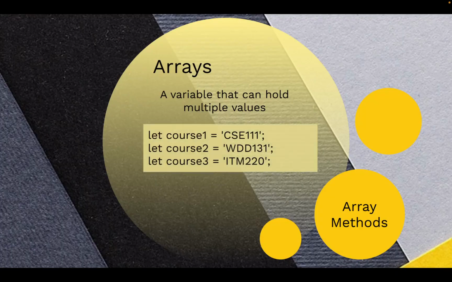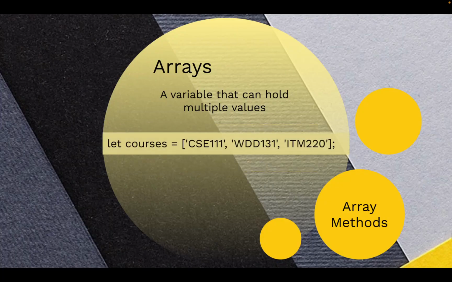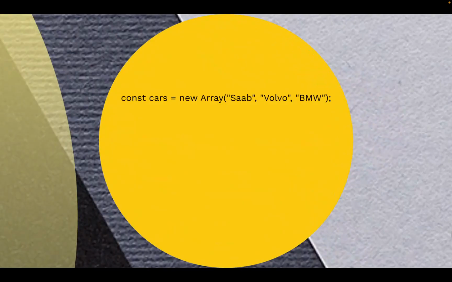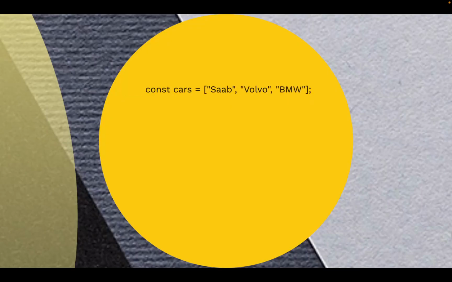So instead of taking each individual course string and assigning them to their own separate variable, we could use an array like this. There are several ways to create an array. One way is to use the array constructor with or without the new keyword and place the values in parentheses. But the easiest way is by using an array literal. This is how you'll see arrays in this course.